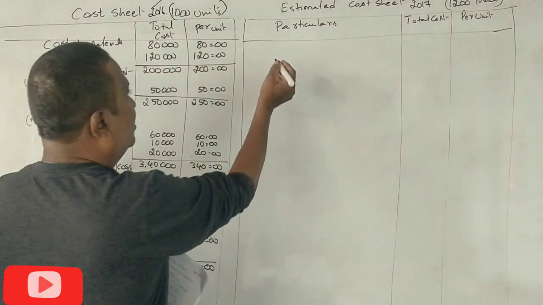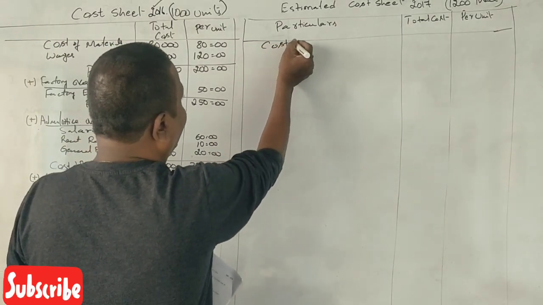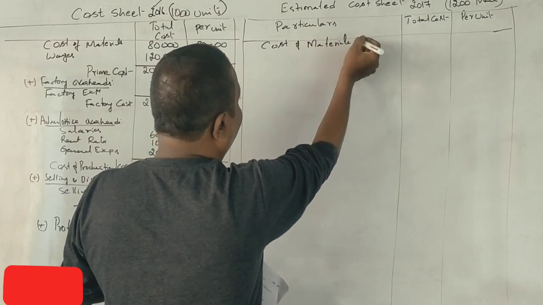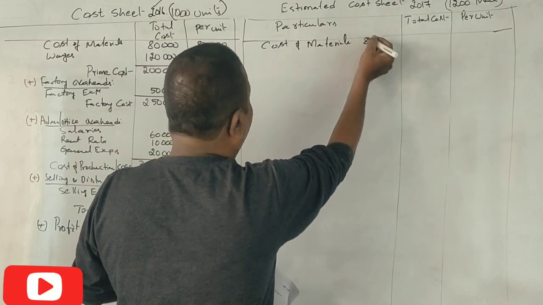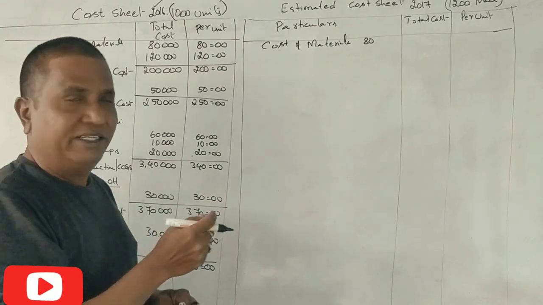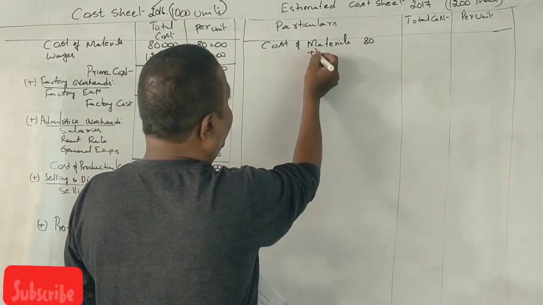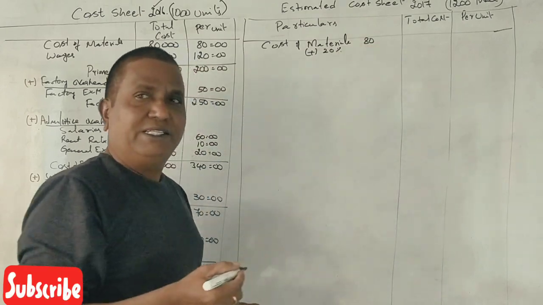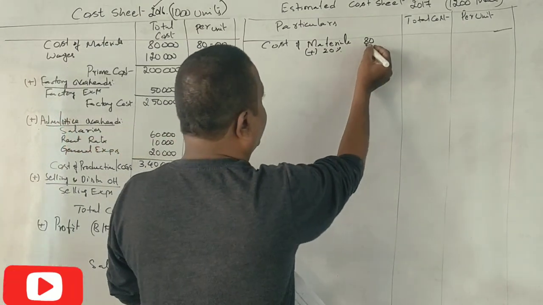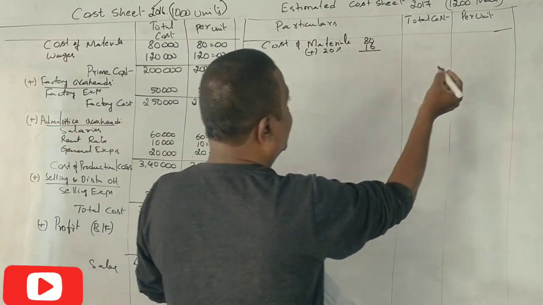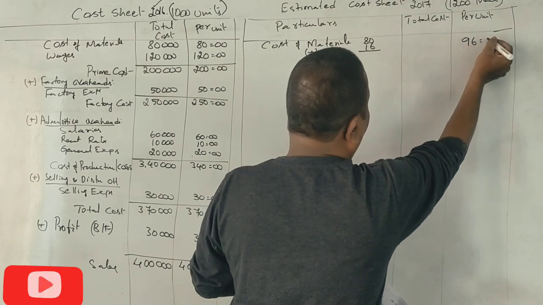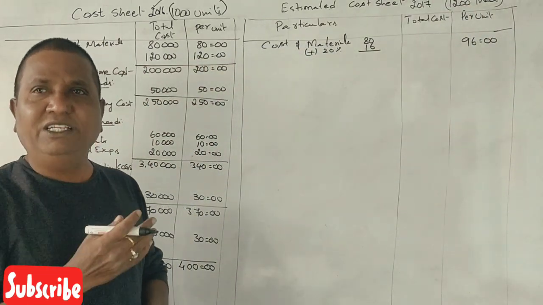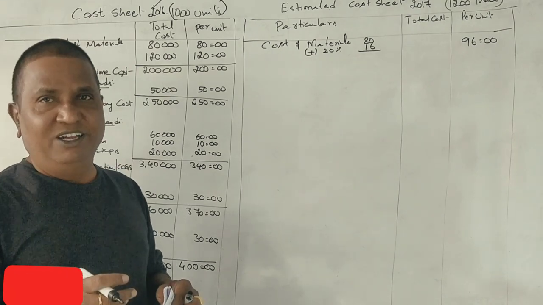So now, cost of materials, 80 is the cost in 2016. Now, it is increased by how much? 20%. What is 20% on 80 rupees? It is 16 rupees. Now, the cost of one unit of raw material in the year 2017 is how much? 96 rupees. You got it?